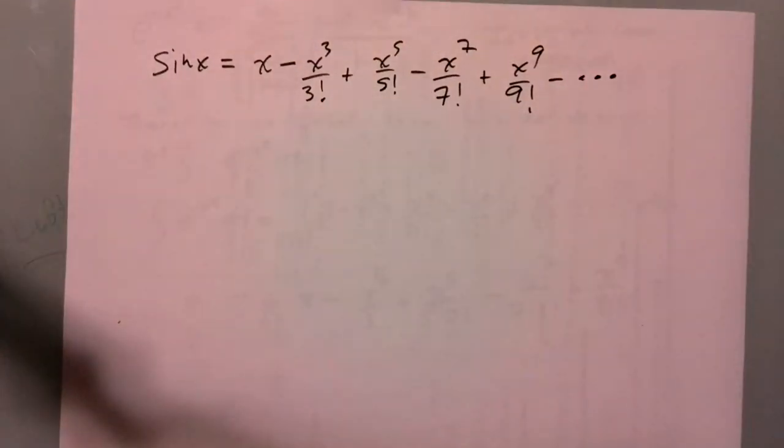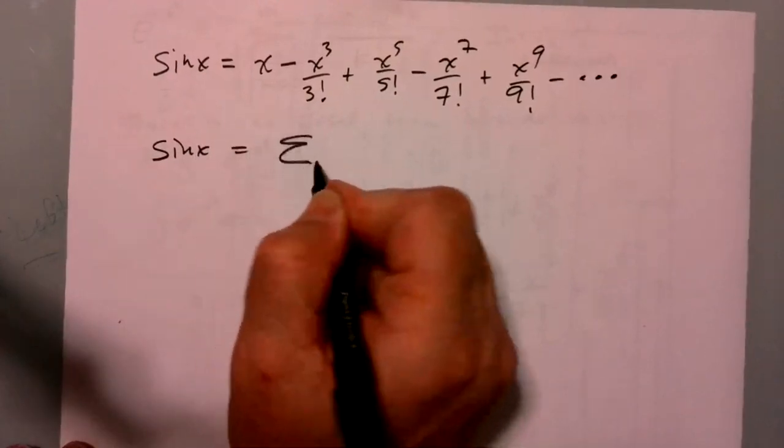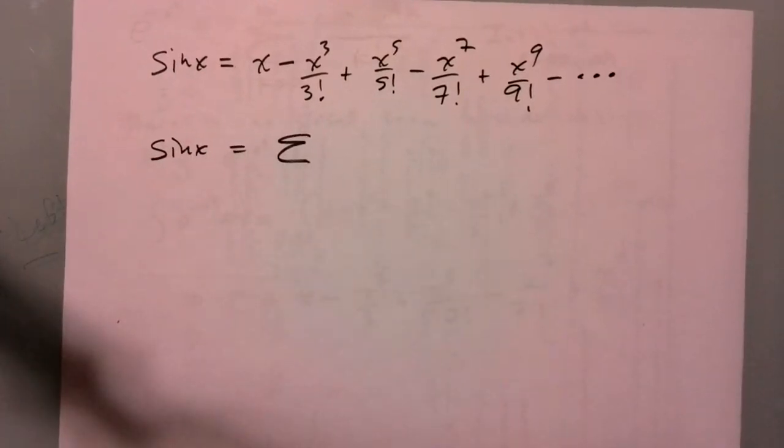Let me ask you to go ahead and construct a sigma notation for this. So we're looking for sine of x is the sum of something. So see what you can do. See if you can construct the sigma notation form for this Taylor series. See what you can do. Taylor series centered at 0. So I'll give you a minute to think about that, and then I'll put the answer up on the board.